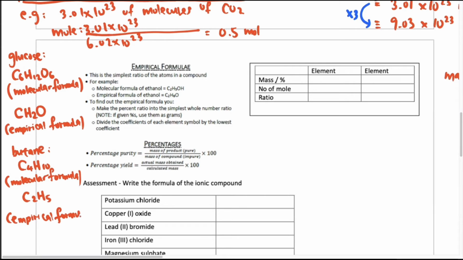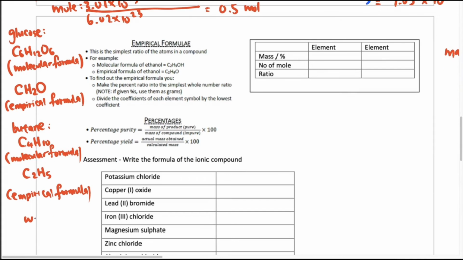Empirical formula. So sometimes the molecular formula and empirical formula look the same. So for example, let's say water. Water H2O. H2O is the molecular formula. And if you go and simplify it, it's still 2 to 1. So that means the empirical formula is also H2O. So we have to know that.